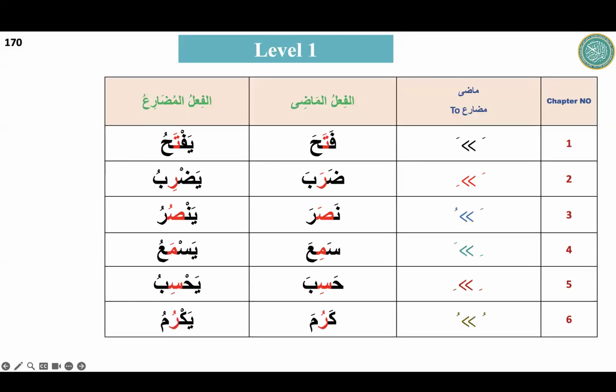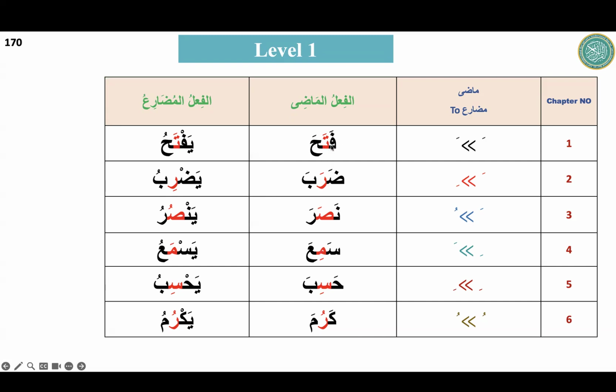Now in level 1, it is all about the verb we already covered in the basic level. Now we know that we have the fail madi, mudare, amar, nahi, fa'il, maf'ul. That is the complete table that we will not change much. Only the pattern will be different. The first thing we will study is the verb here in level 1.